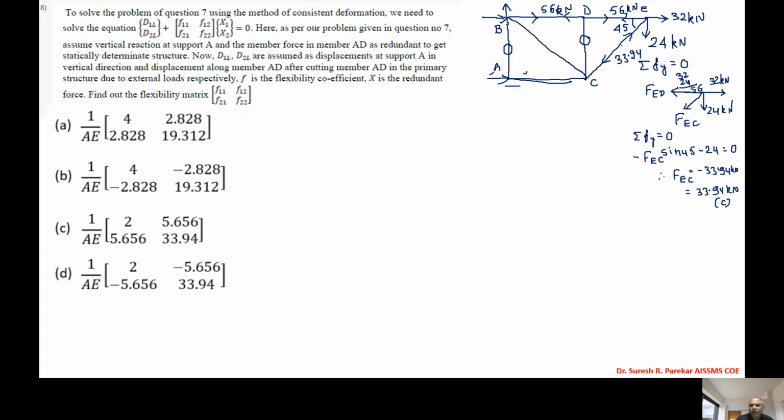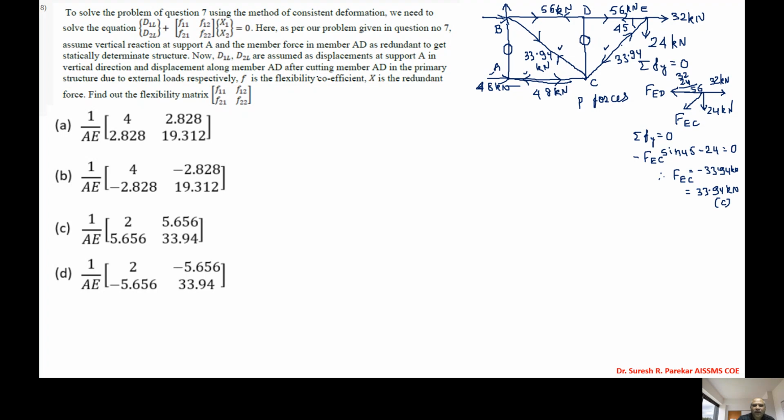Now if we take a moment about B equal to 0, then we are going to get this reaction as 48 kilonewtons. Now this is clockwise and this is anti-clockwise. So automatically we have the force in this as 48 kilonewtons. Now if we consider joint C, we have 33.94, its component 24 will be downward, balanced by this, and I will have this as 33.94. Now you can see this x component of this 24 left, x component of this 24 left, and this is 48 right. So these are the P forces.